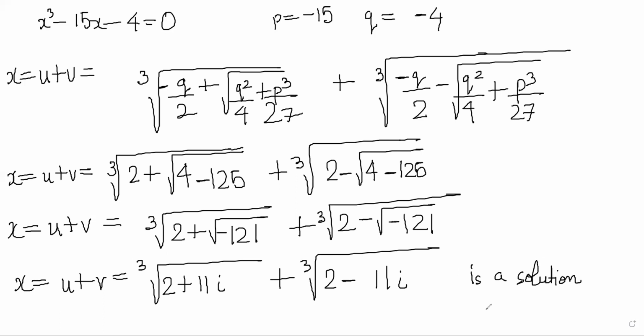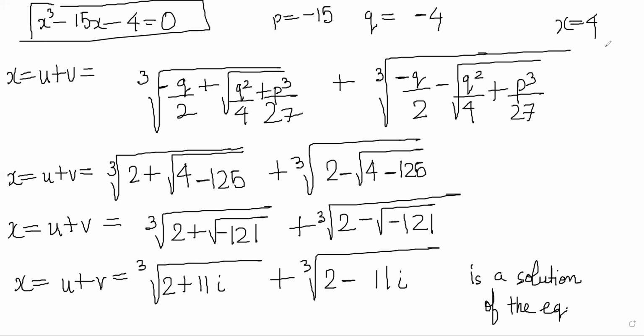Now that is looking totally weird, right? That is looking totally weird because earlier we already knew that all the roots of this are real. x is equal to 4 is a solution we thought, right?